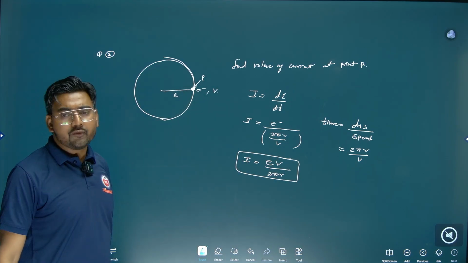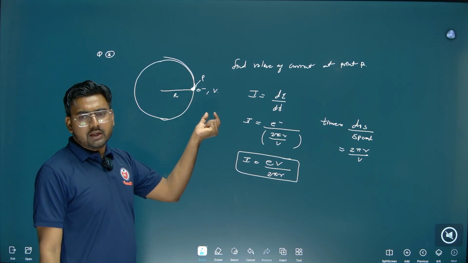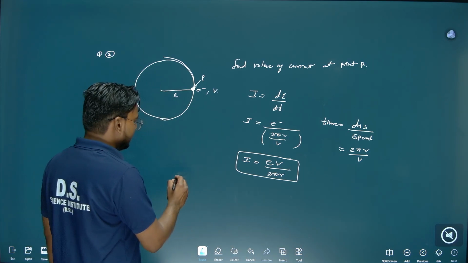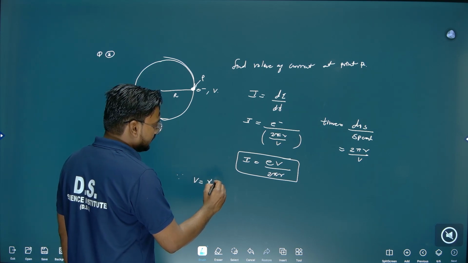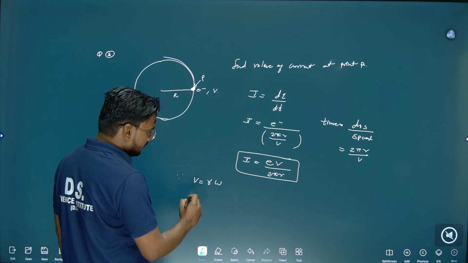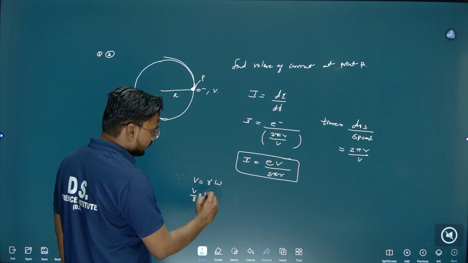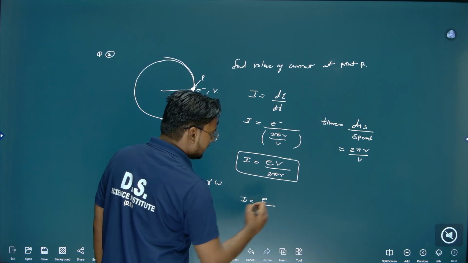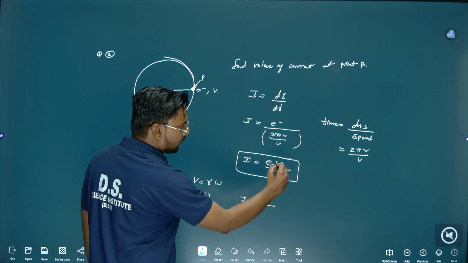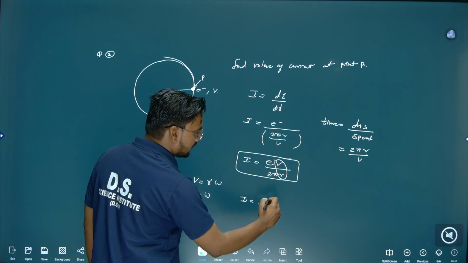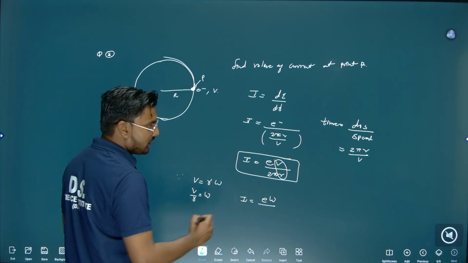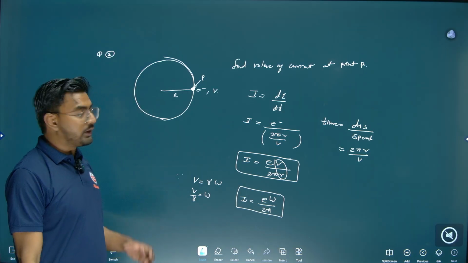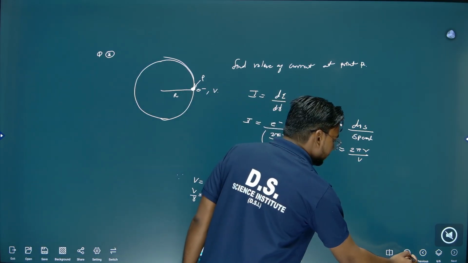In the same situation, if the linear velocity is replaced by the angular velocity omega, then we know the relation v equals r omega, so v by r equals omega. So the value of current in this situation is I equals e upon 2 pi r by v, that is e omega upon 2 pi. So this is the value of current in this situation. Let us take one more condition.